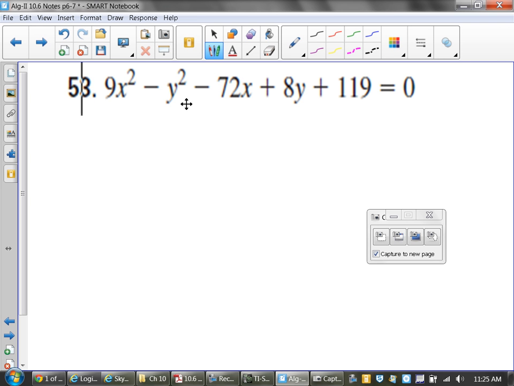In this case here, it's going to wind up being a hyperbola. You can kind of tell that right away because between the x squared and the y squared, there's a subtraction symbol. So we know it's going to wind up being a hyperbola in the end. So let's start moving things around. Again, I'm going to group my x terms together, my y terms together, move my constant over to the other side. So I have 9x squared minus 72x minus y squared plus 8y equals negative 119.